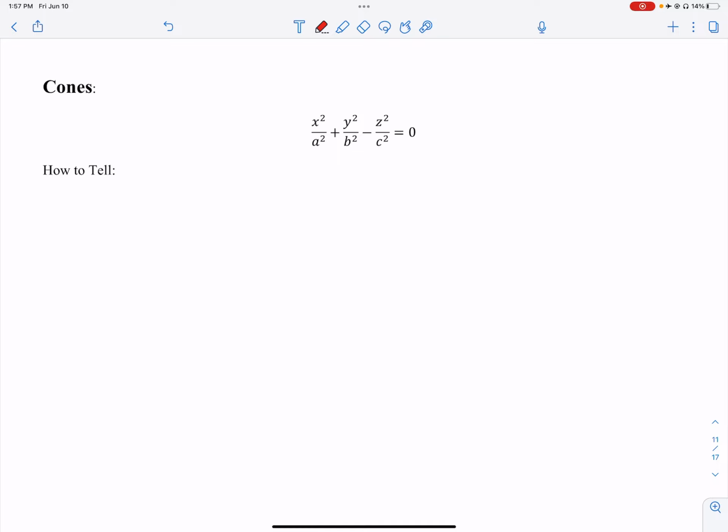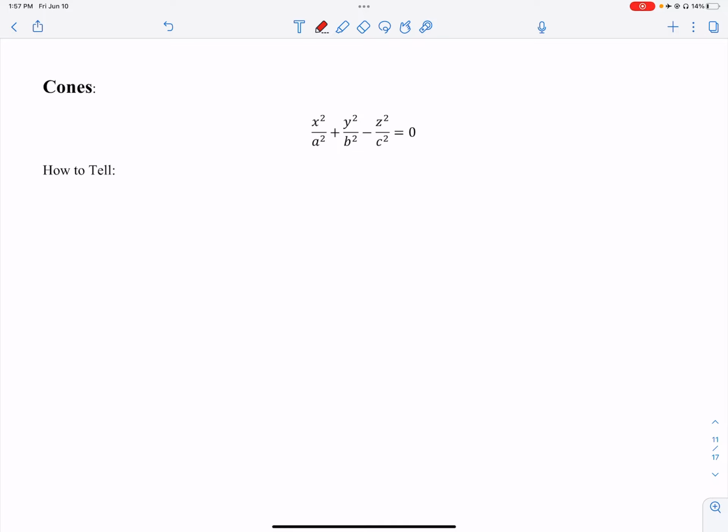In this video, we continue our discussion of surfaces in 3 dimensions. In this one, we're going to talk about cones. All right, so cones have this expression, this form. How can you tell it's a cone?